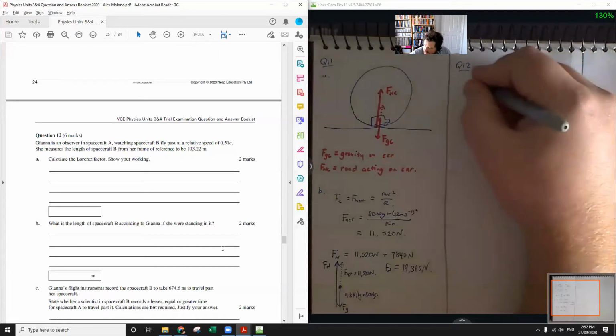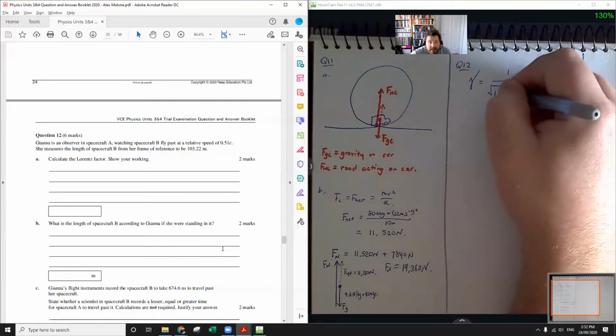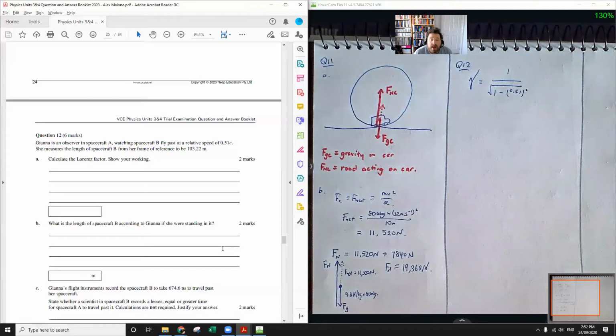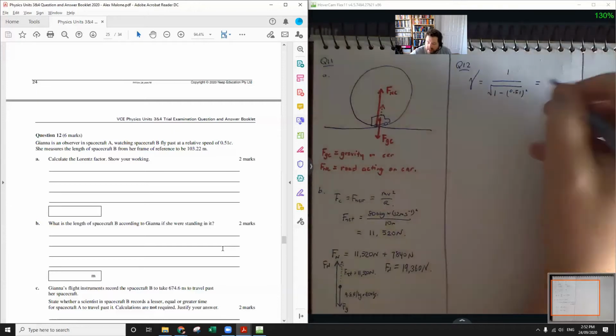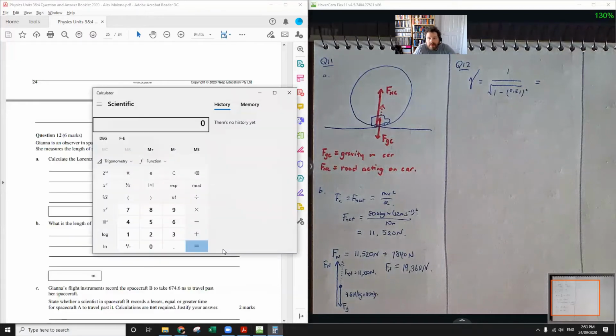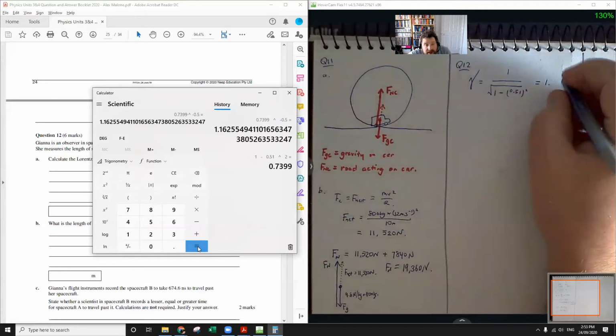So we can just write gamma equals 1 over the square root of 1 minus 0.51 c. When we divide it by c, we're going to get 0.51 squared. And we just plug that into the calculator. So that's 1 minus 0.51 squared is that. And then we want that to the power of negative 0.5. So that's a Lorentz factor of 1.163.